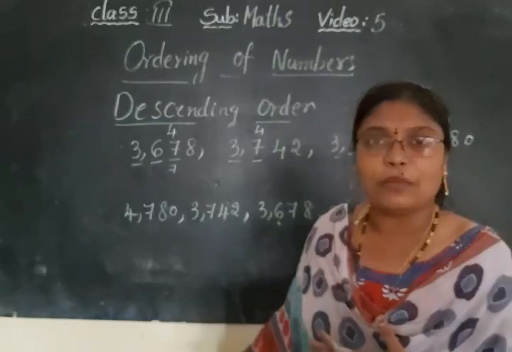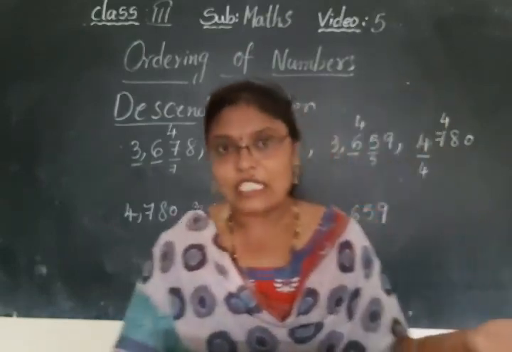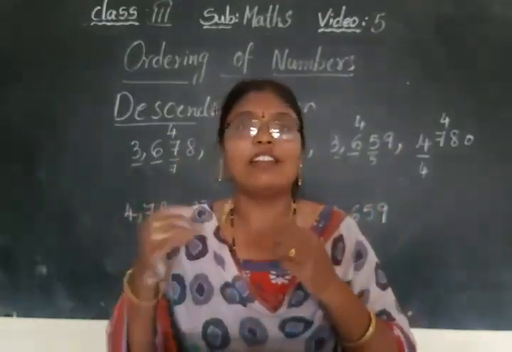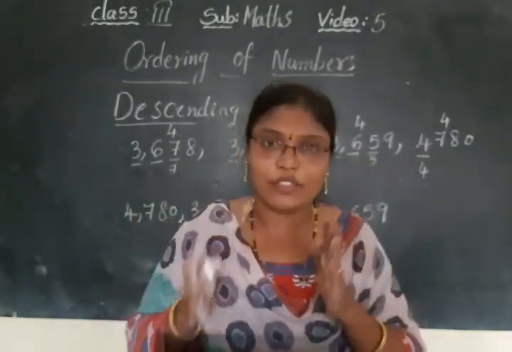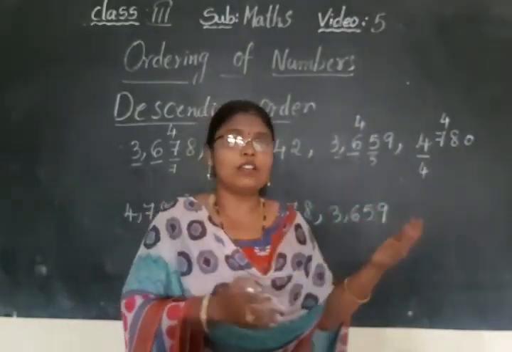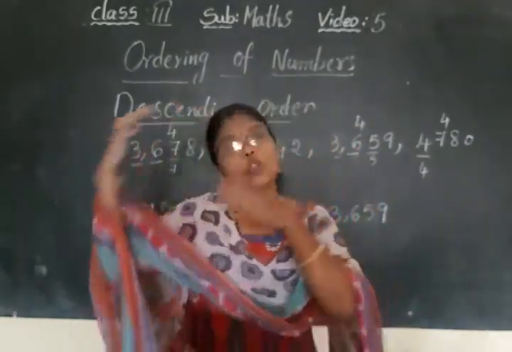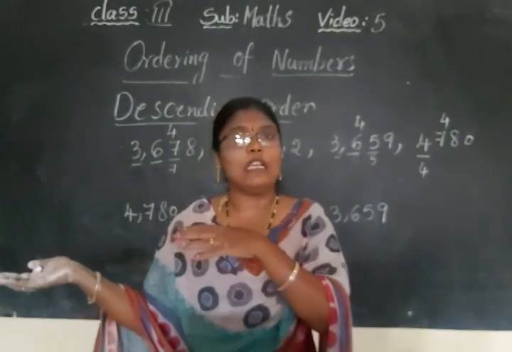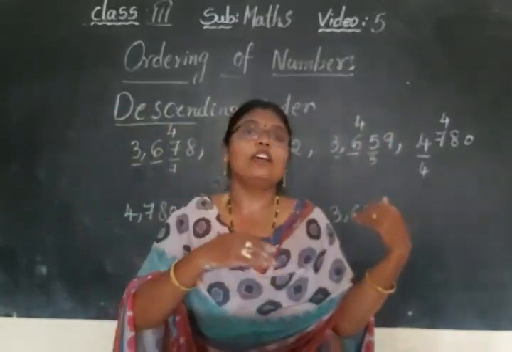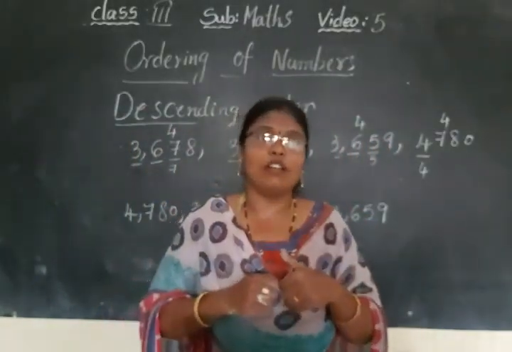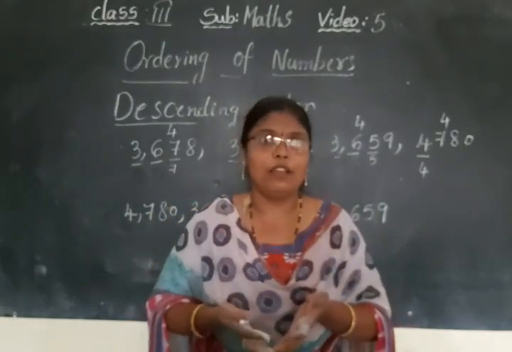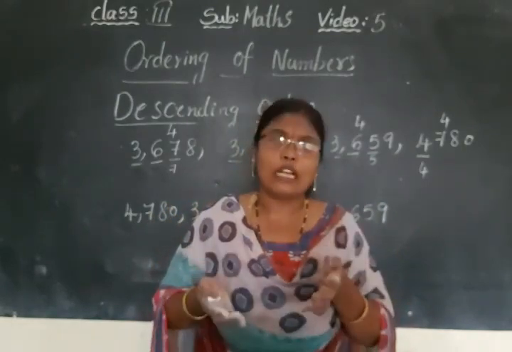So children, do you understand how to arrange numbers in descending order? This is how we arrange the numbers in ascending and descending order. Don't get confused, children. Ascending order means arranging the numbers from the smallest to the biggest, and descending order means arranging the numbers from the biggest to the smallest. Very good, children. Practice many sums of this type till you get them all correct.